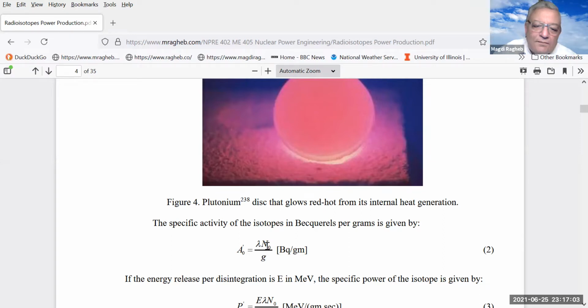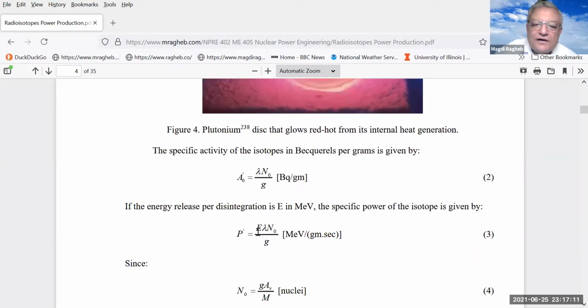Now, if you take the number of nuclei here multiplied by the activity, and then multiplied by the energy release in each radioactive decay, let's call it E here, in million electron volts, then we can write an expression for the power, specific power, or power per unit mass. So if you substitute E here in million electron volts, and becquerel is disintegrations per second, you'll find that now you have million electron volts per second. Oh, that's power, energy produced per unit time per gram. So that would be specific power.